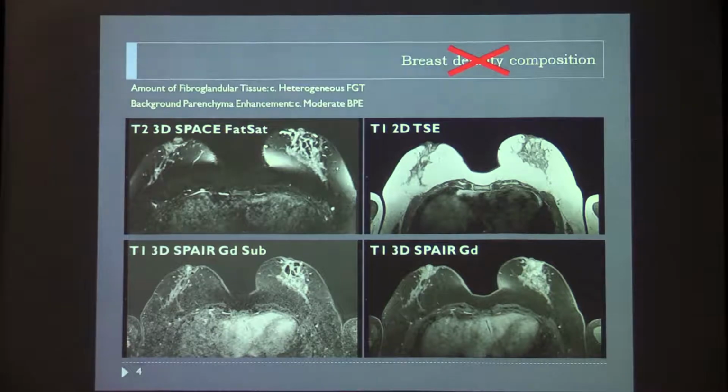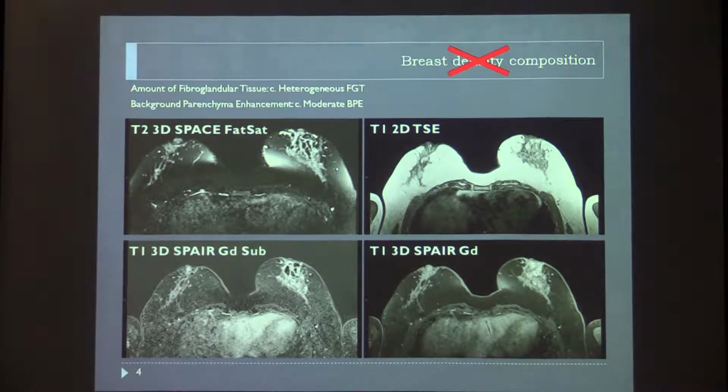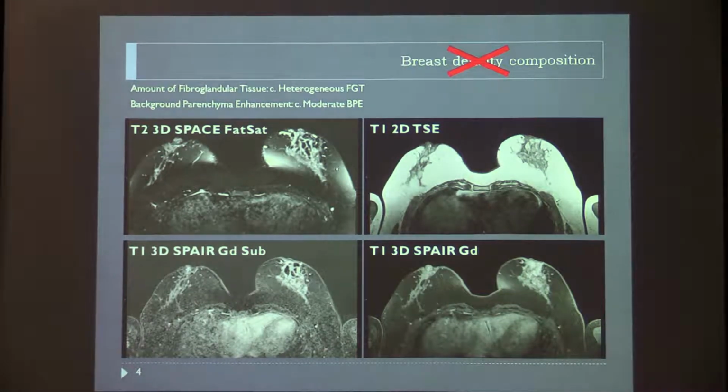First of all, we don't speak about density. It's not X-ray, it's MRI. So we have to speak about the amount of fibroglandular tissue. Here it's heterogeneous. And we also have to quantify the background parenchymal enhancement, which is moderate here.